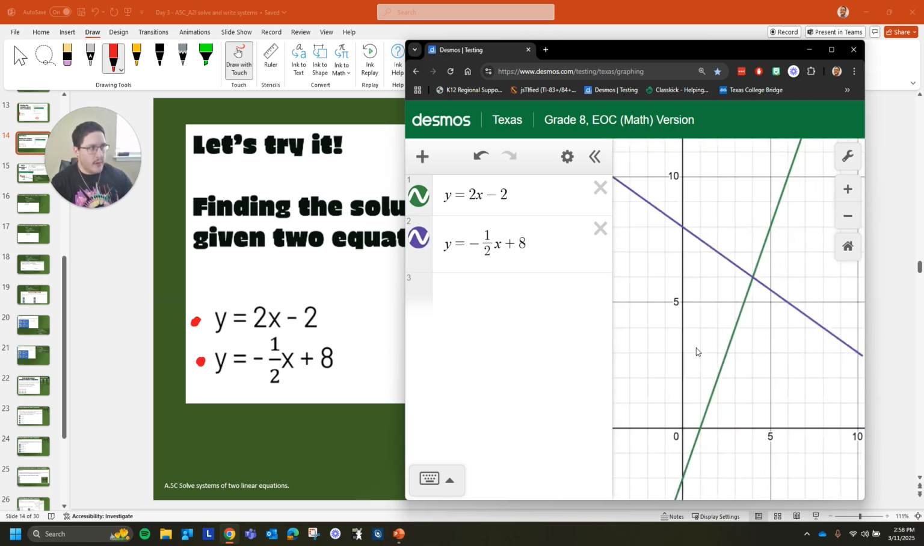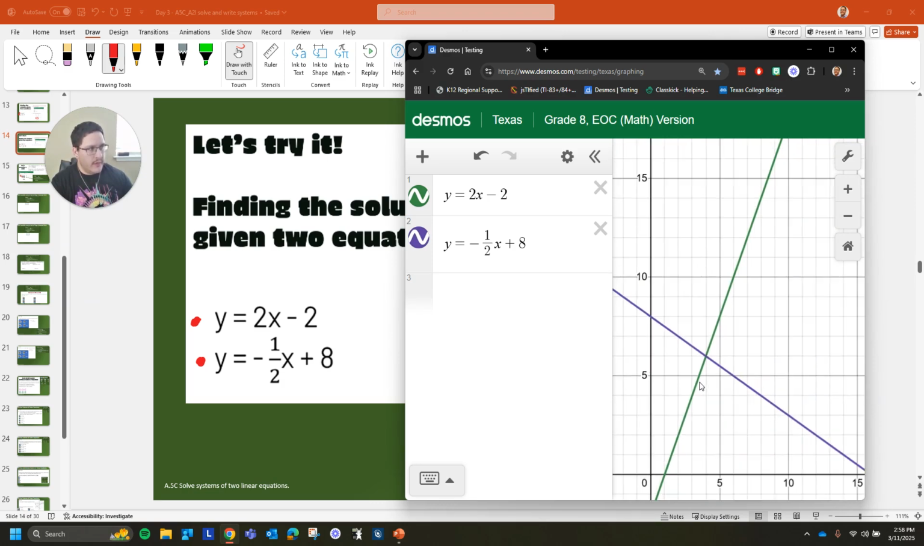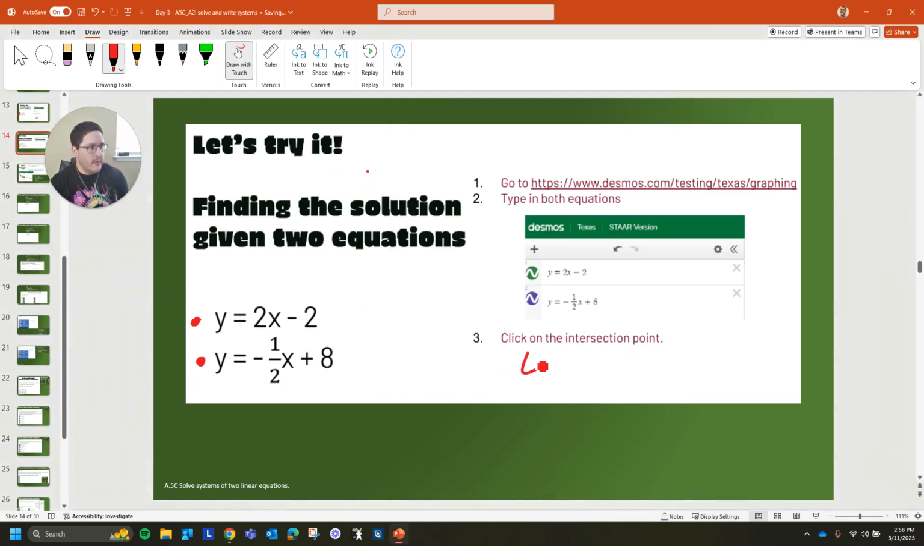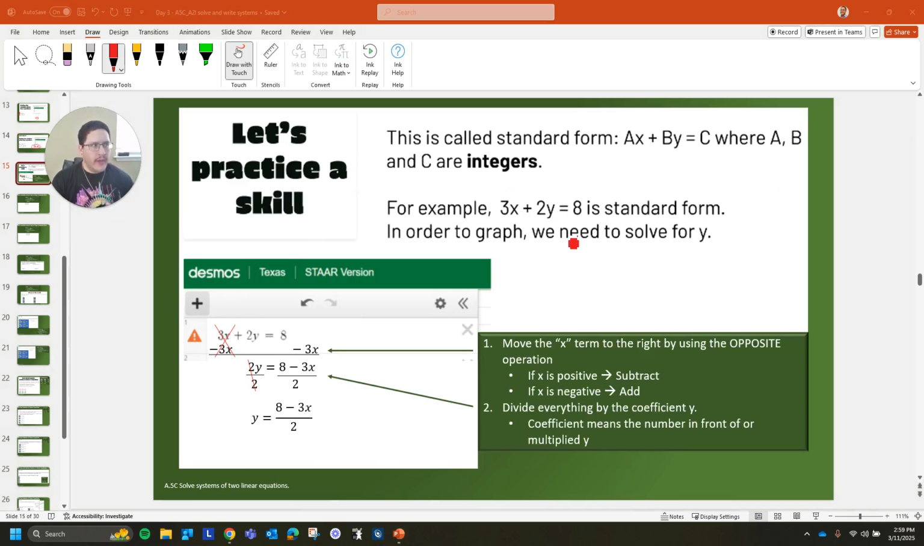And again, you can move the graph around however you want. Just make sure we can have that intersection point visible there. When you click on that point where they intersect, our solution is 4, 6. So again, the solution is 4, 6, and that is our intersection point. That is the solution to this system of equations. Now, we're not always going to have these equations in the form that's best fit for graphing, or at least for the calculator to graph it.